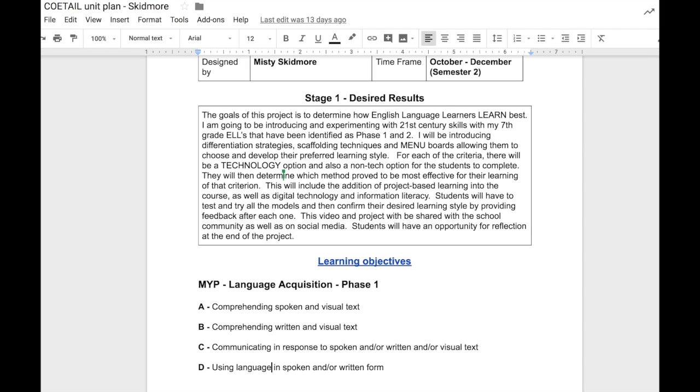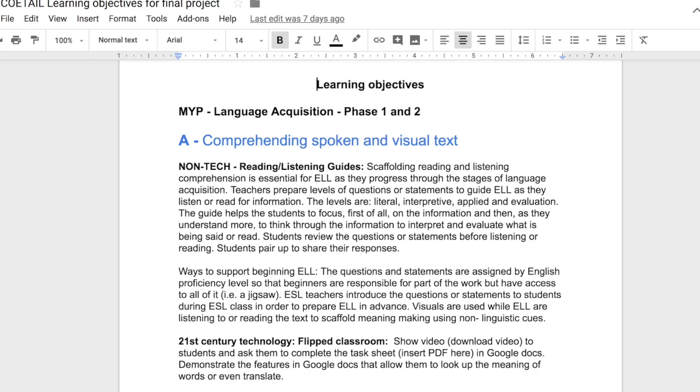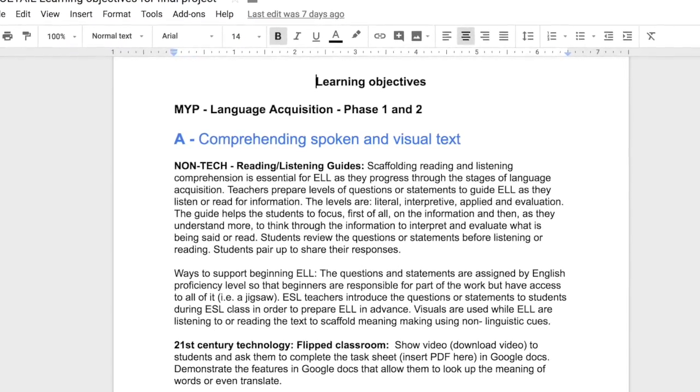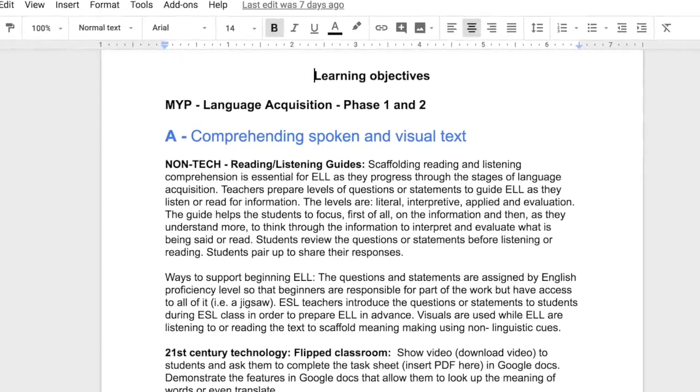The goals of this project were to determine how English language learners learn best, whether that is with technology or without. I introduced and experimented with my 7th grade ELLs that have been identified through WIDA as phase 1 or 2. The students had various differentiation strategies, scaffolding techniques, and menu boards allowing them to choose and develop their preferred learning style. For each of the criteria, there was a technology option and also a non-tech option for the students to complete and then provide feedback.